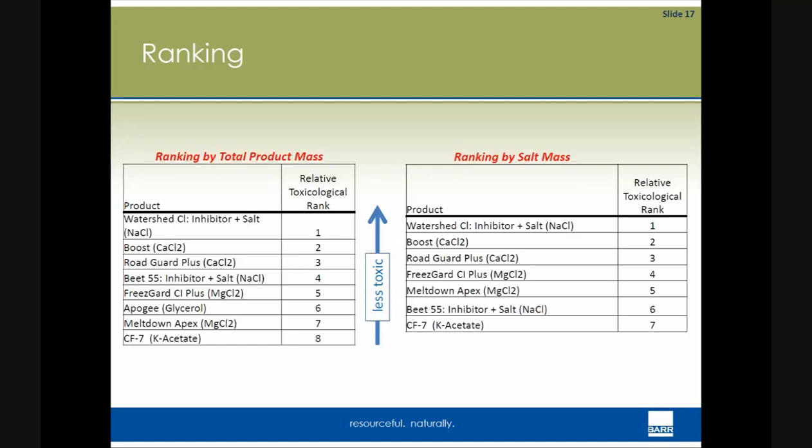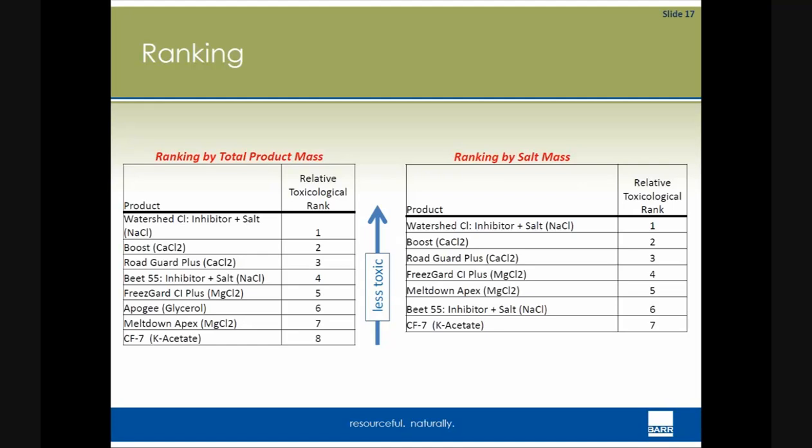It's just something that came out of the results that we noticed. The goal was just to rank them as the product and determine the relative toxicological ranks of the different products we chose to test. However, it does seem like the B55 product is more toxic because of the inhibitor rather than the salt in the product. It's pretty well known that sodium chloride is less toxic than most other salts except calcium chloride. So sodium chloride and calcium chloride are fairly similar.